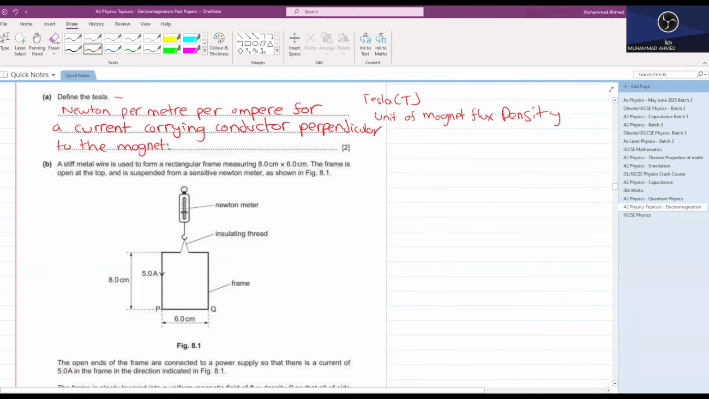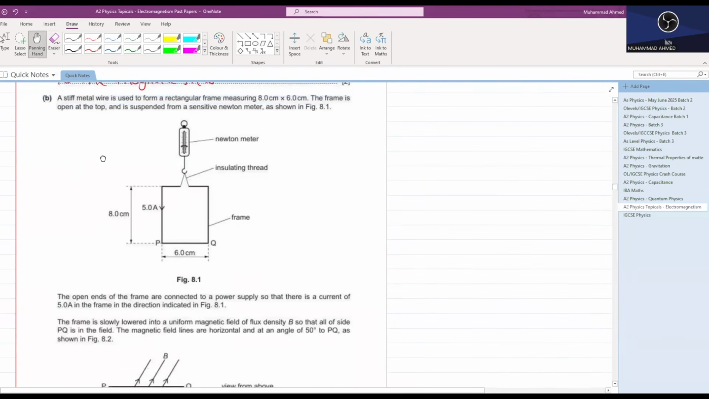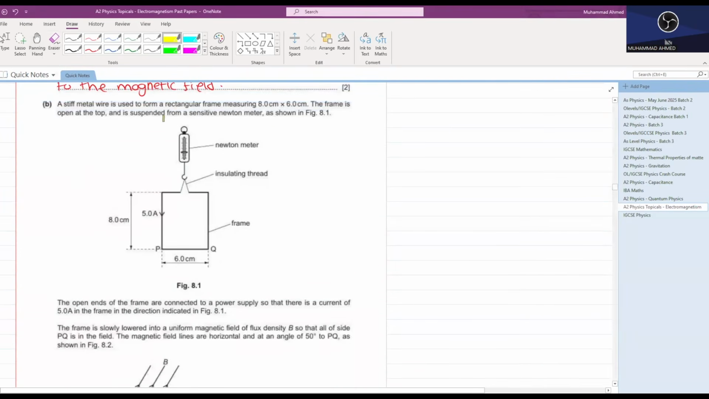Now let's see part B. Let's observe part B. A stiff metal wire is used to form a rectangular frame 8 centimeter by 6 centimeter. Okay. The frame is open at the top and is suspended from a sensitive Newton meter, as shown in figure 8.1.